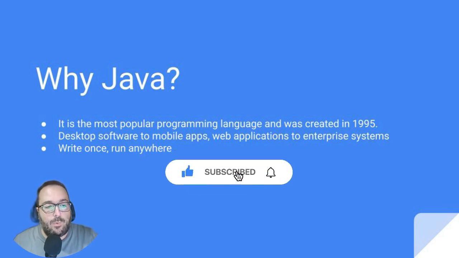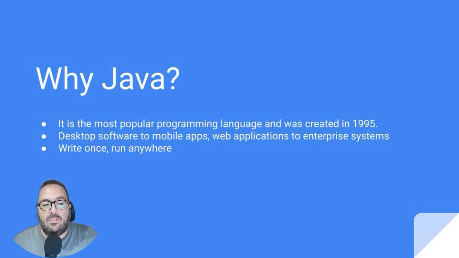Java is the most popular programming language and was created in 1995. It runs on over 3 billion devices and you can use it to build any applications, from desktop software to mobile apps, web applications to enterprise systems. Whatever you want, you can build it with Java. Java's versatility makes it a go-to choice for developers worldwide. Its write once, run everywhere philosophy ensures that Java programs can run on any platform with a Java virtual machine. So, first things first, let's set up our development environment.